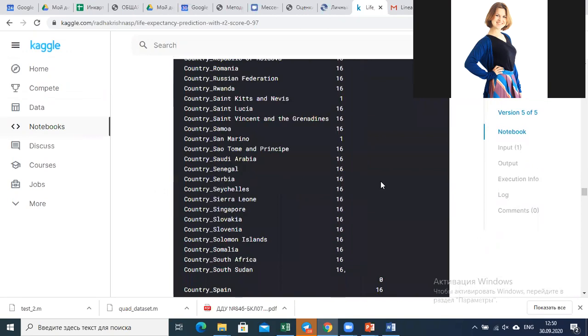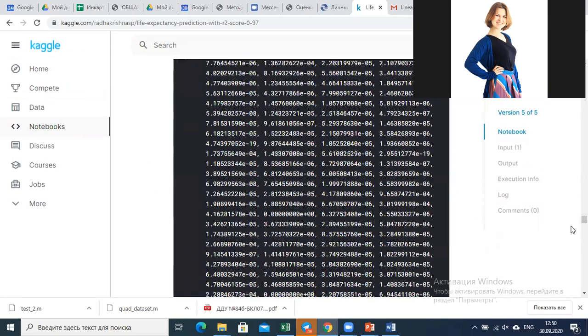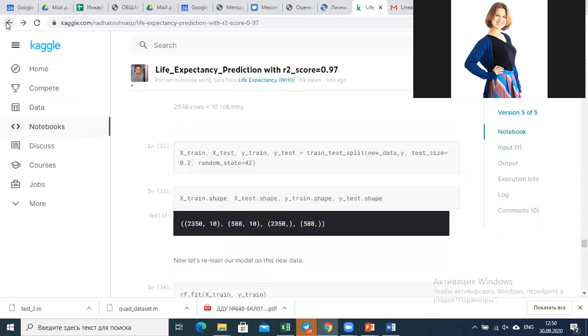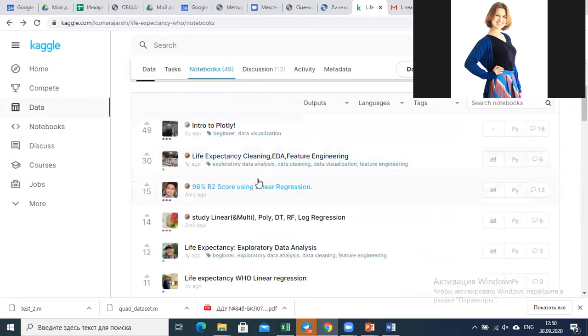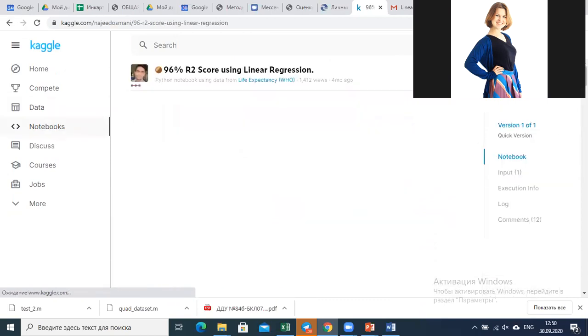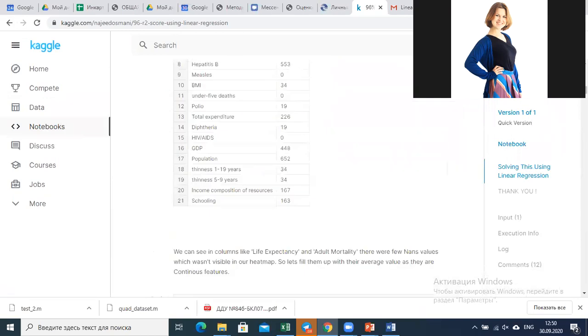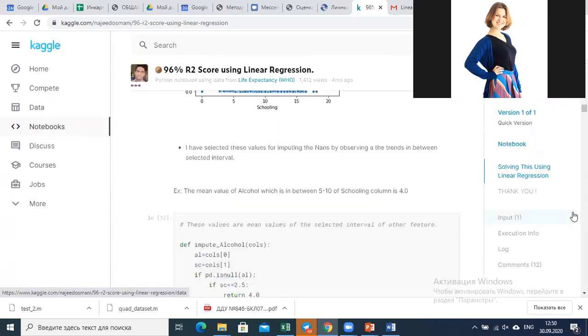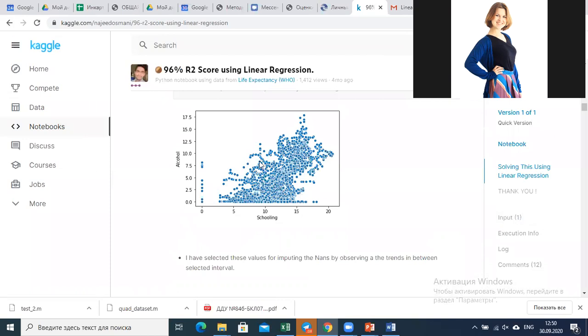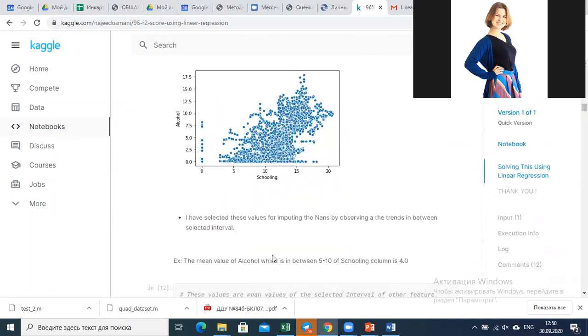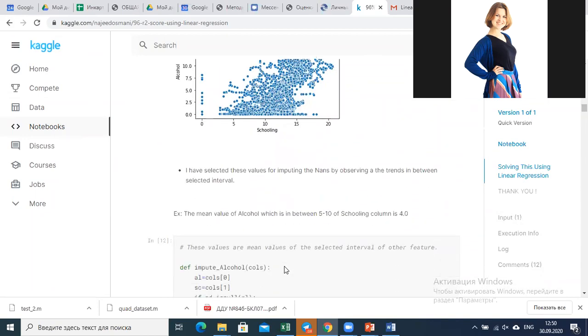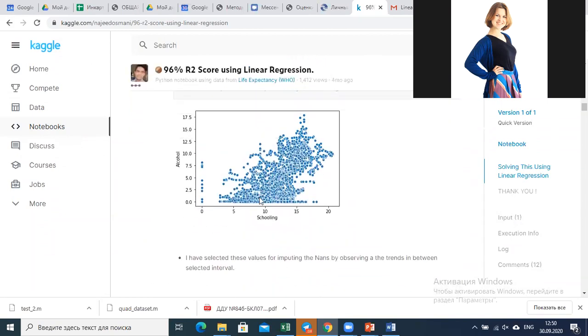I wanted some plots. Where are the plots? No plots. I don't like this notebook here. I remember that there would be plots. We may analyze a relationship between data, for example, like here. We may try to find a linear relationship between alcohol and schooling, and make a conclusion. Do we have any linear connection or not?